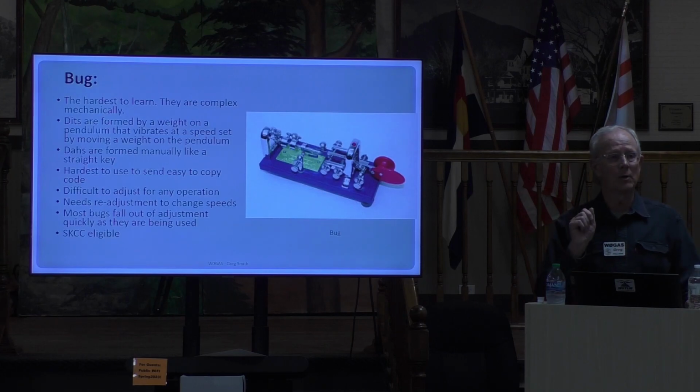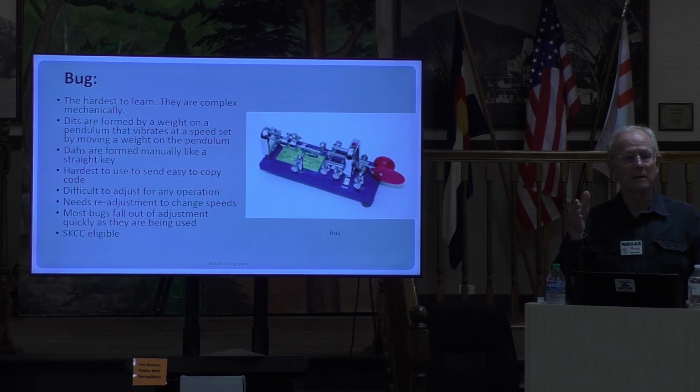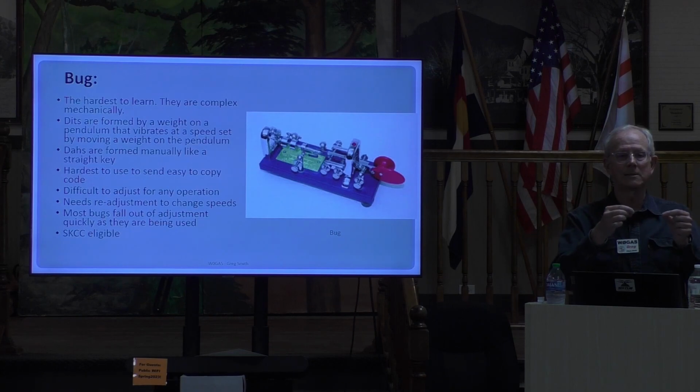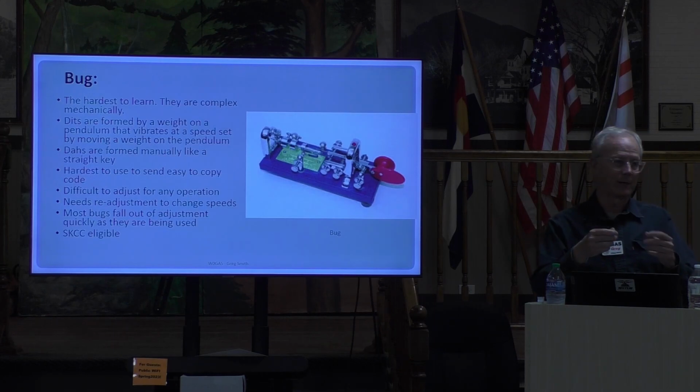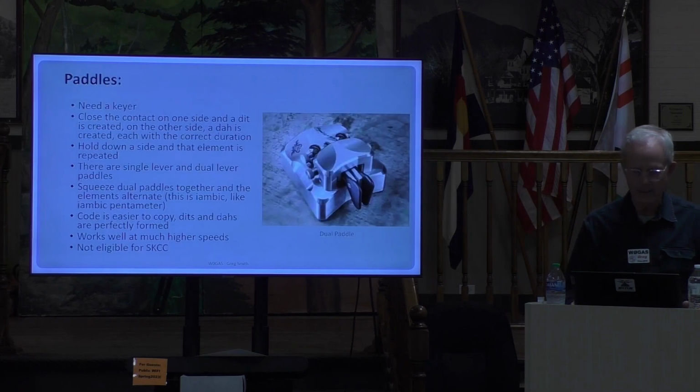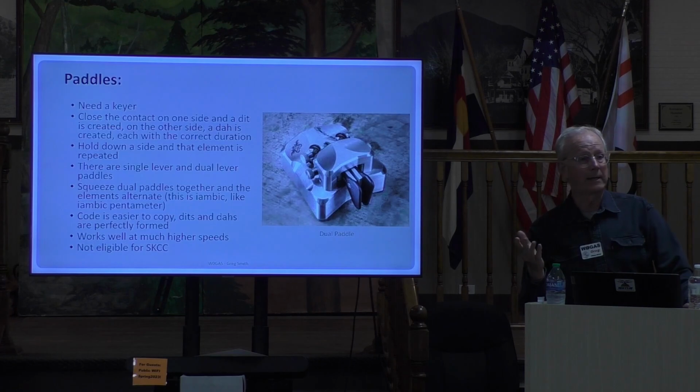The key takeaway is there's a weight on a pendulum, and you adjust the weight, and it forms the dahs by vibrating back and forth when you hit the key. So if you want to change speeds, you move where the weight is on this fulcrum. If someone comes back to you and you want to go back to them at a slower speed, you're SOL unless you want to stop everything and adjust your bug so that you can do it.